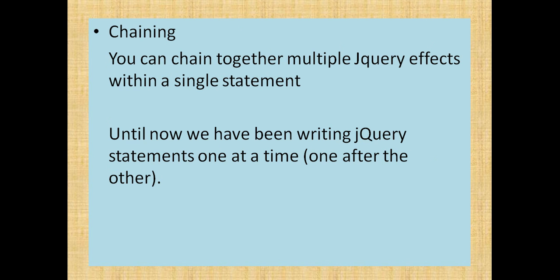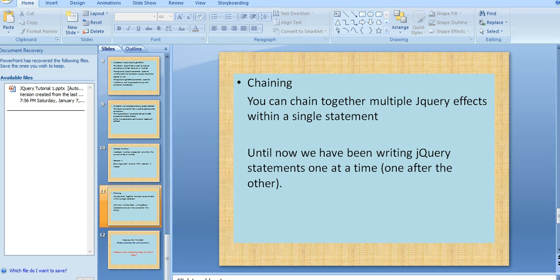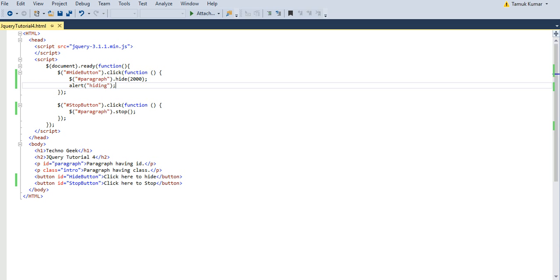Now we come to chaining in jQuery. You can chain together multiple jQuery effects within a single statement. Until now we have been writing jQuery statements one at a time, one after the other. Let's see how chaining works. Suppose on a click of a button I want to change the color of the text in this paragraph, and then slide it up and then slide it down. How am I going to do it? I will do it with the help of chaining.